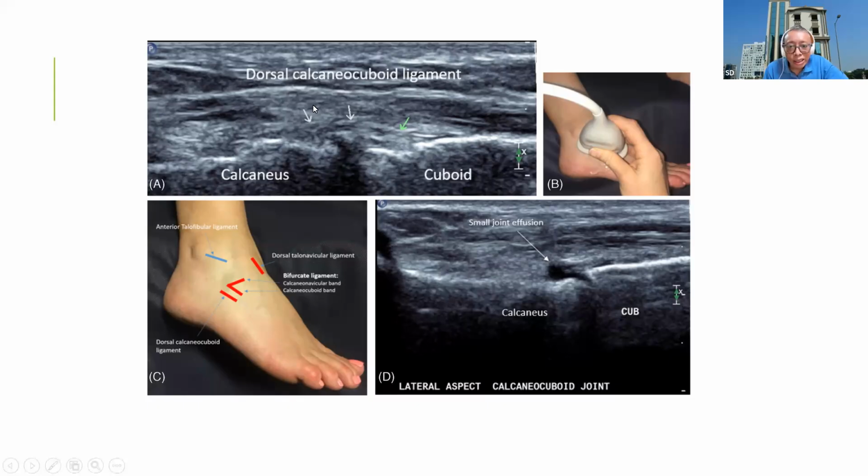And as you can see in this picture, there is anechoic septa within the substance of this calcaneo-cuboidal ligament. So there is basically a partial tear in the calcaneo-cuboidal part of the bifurcate ligament. Similarly, if you see the calcaneo-navicular ligament, here also you may find a sprain where there is increase in thickness of this ligament, or you can see partial or complete tear of this ligament. This is very less compared to injury to the ATFL.